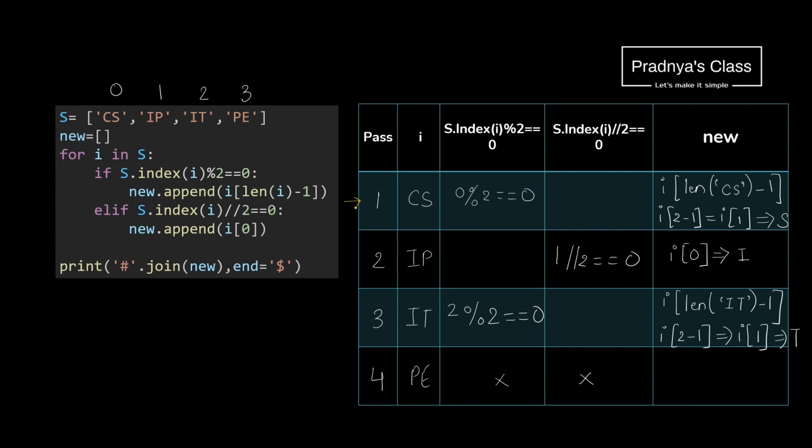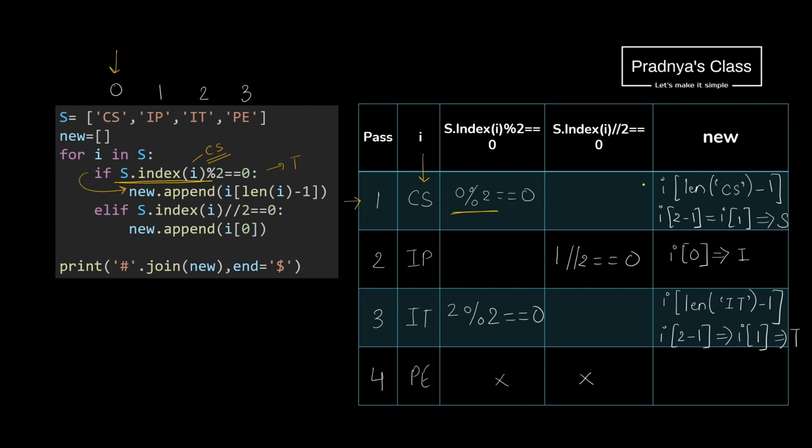This is pass 1. The first element of the list is CS. The variable I will hold the individual element. That's why the value of I is nothing but CS in the first pass. Look at this expression. We are applying the index method on the list S. Then tell me what is the index of the first element. It is nothing but 0. If we calculate 0 modulus 2, we will get 0. It means the first condition evaluates to true. So we will come to the true part.